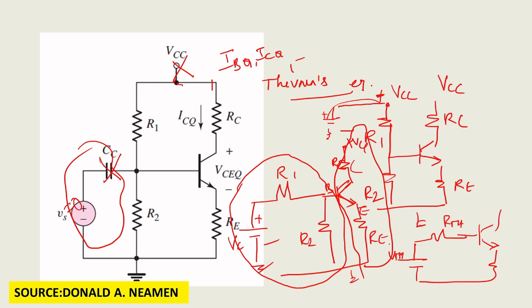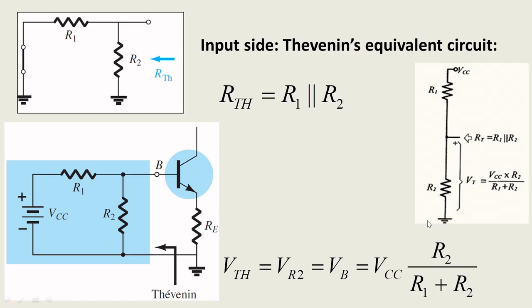This whole part is load. Now we are going to find VTH and RTH. First we will find RTH. When you are finding RTH, what do you need to do? You need to short circuit the voltage source. So R1 and R2 will become parallel. So RTH equals R1 parallel to R2. Right. Then we want to find VTH.